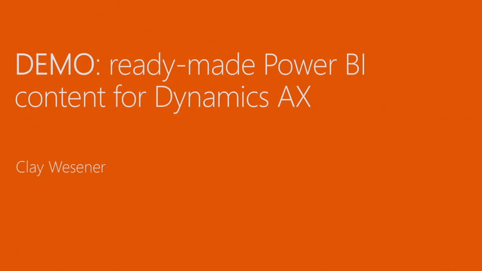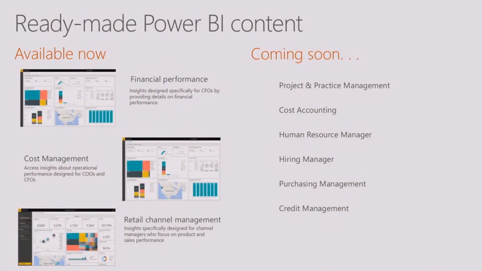Now, the packs that we already have available for you are, there's actually one more coming on this. So available now, we have financial performance, cost management, and retail channel management. So these are content packs that have a dashboard and then a selection of like 10 to 15 reports each that sit within powerbi.com. You can go to the public service at the moment and get them. They are free content packs and can just point to an AX service and they refresh and load, and you can do the pinning experience I just showed.